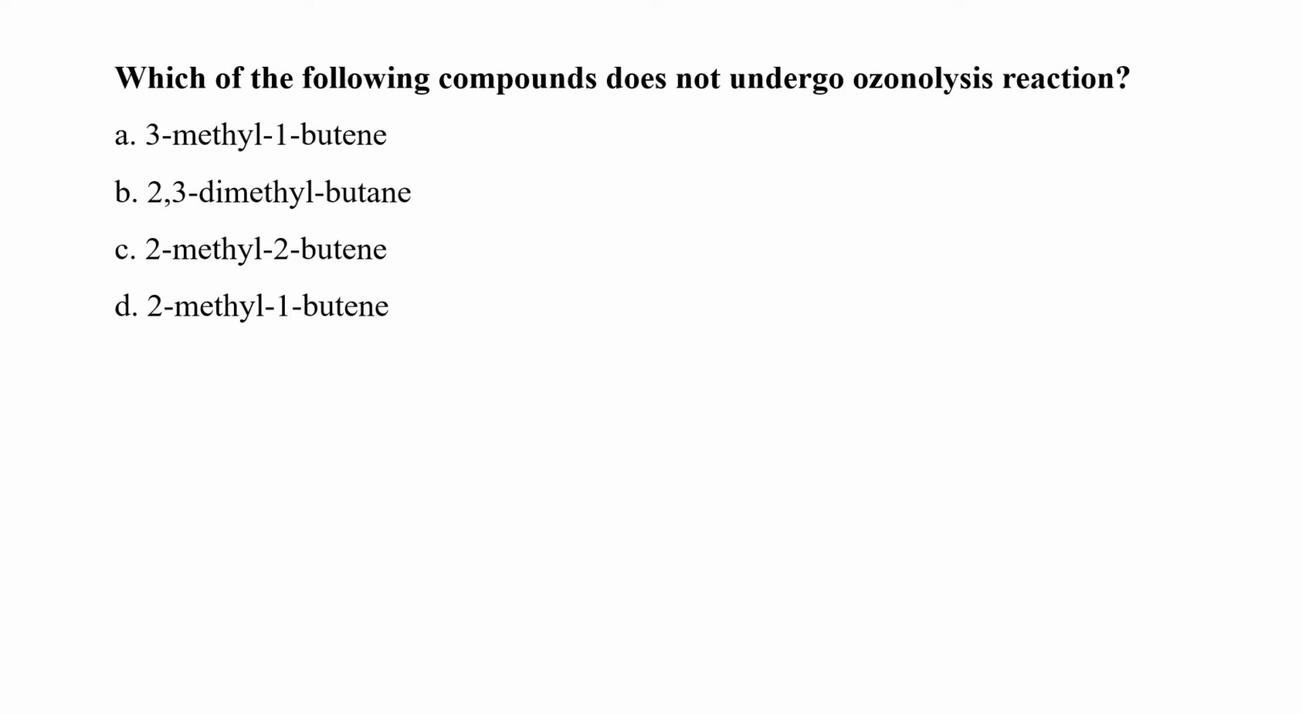Which of the following compounds does not undergo ozonolysis reaction? A. 3-methyl-1-butene, B. 2,3-dimethylbutane, C. 2-methyl-2-butene, or D. 2-methyl-1-butene. Ozonolysis is a reaction that produces aldehydes or ketones from unsaturated hydrocarbons, that is, having double or triple bonds, using ozone. Among these options, option B here is an alkane. So it is a saturated compound. Therefore, it cannot be used to produce aldehydes or ketones. So the correct answer is option B.